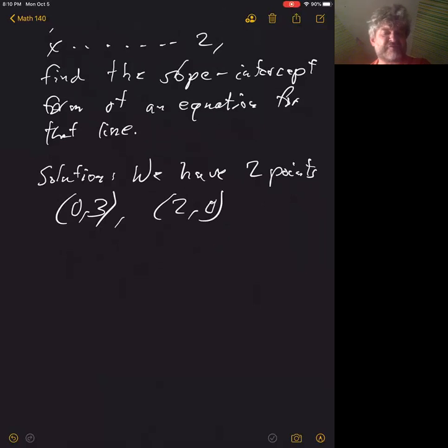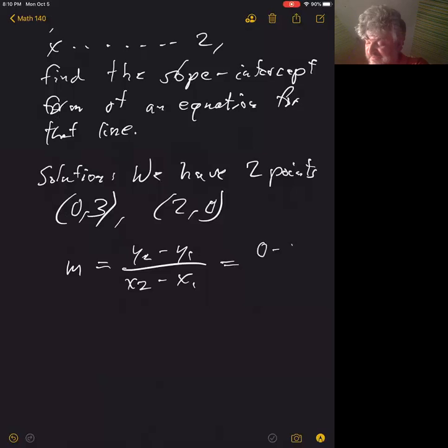And whenever you have 2 points, then the recipe I did in my last pair of videos should enable you to calculate the slope of your line. m is y2 minus y1 divided by x2 minus x1. In our case, that is 0 minus 3 divided by 2 minus 0, which is negative 3 over 2. That's my slope.